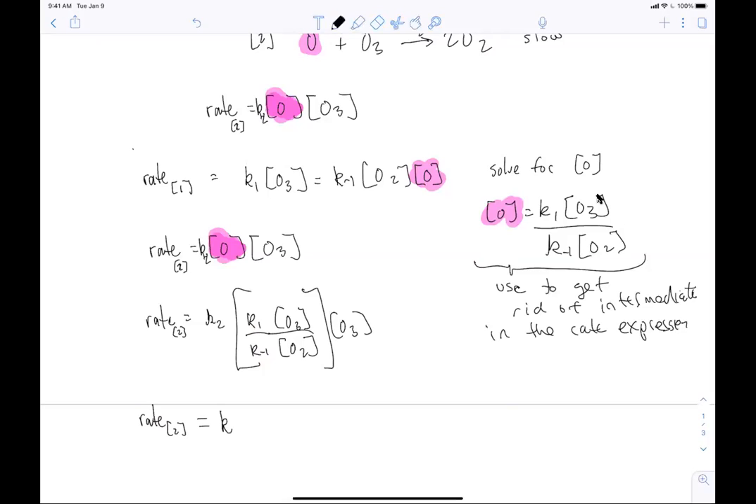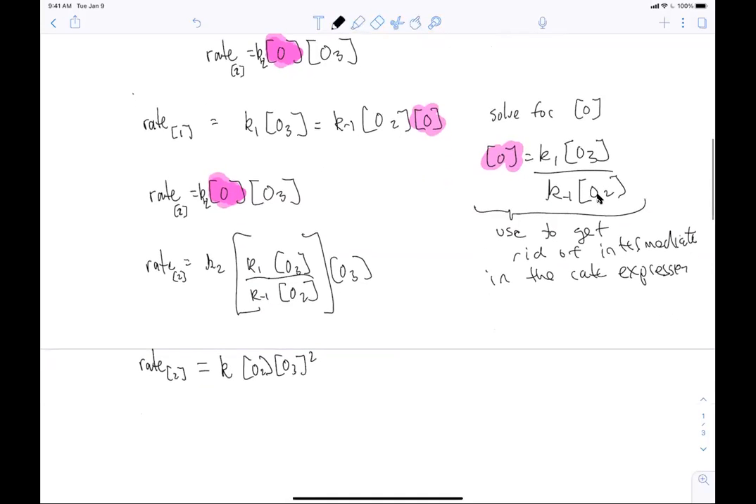So we're combining all of those, and then we're just saying that that's our rate law. And so K is equal to K2 times K1 over K minus 1. And so that's how you deal with getting rid of intermediates.